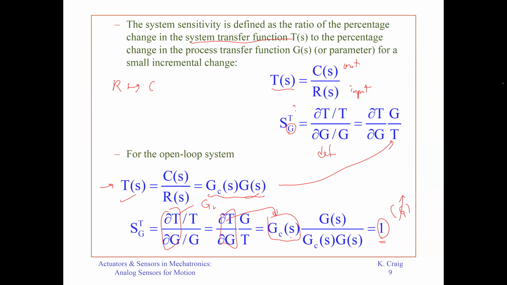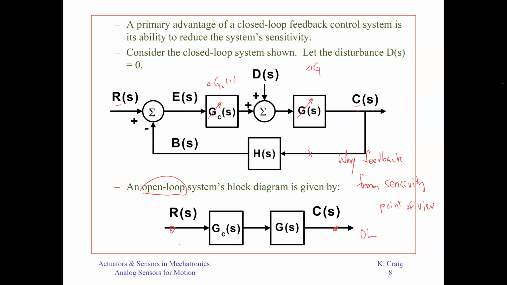In other words, if you have 1% change in G, that will induce also 1% change in T. This is exactly, it's not greater than one, it's not less than one, you didn't do anything. So this is exactly garbage in, garbage out. If you have 1% garbage in G, you also get 1% garbage in T. And T is the overall, from here to here is T. No matter what you do here, that doesn't matter.